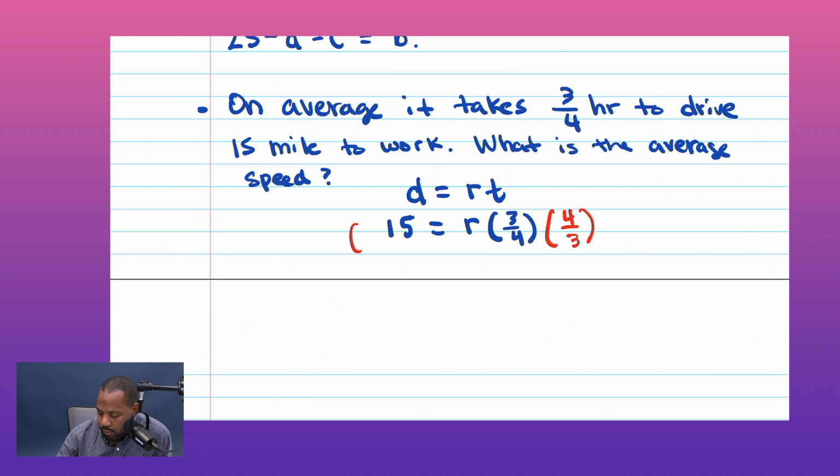That would get rid of my fraction 3/4. So multiplying both sides by 4/3, these divide out. So R is now equal to 15 times 4 divided by 3. Let's divide 15 divided by 3. That's 5. Then 5 times 4 is 20. So I get 20. My rate is 20. And so this must be 20 miles per hour. So I'm driving at a speed of 20 miles per hour.